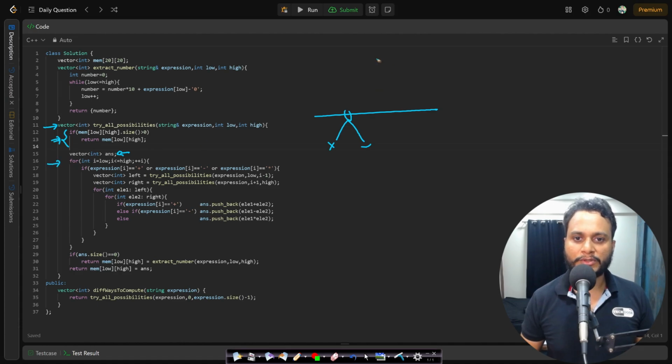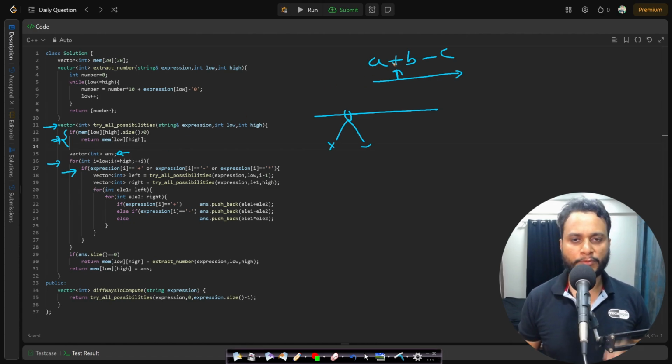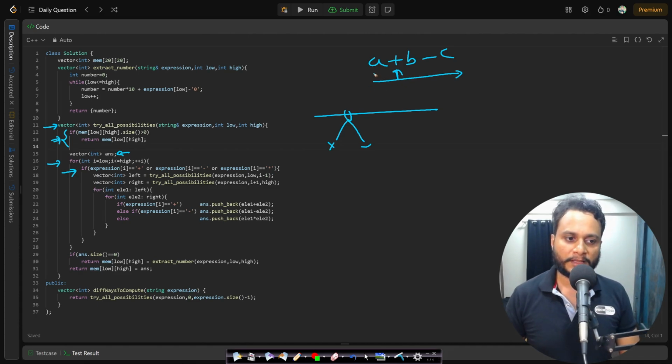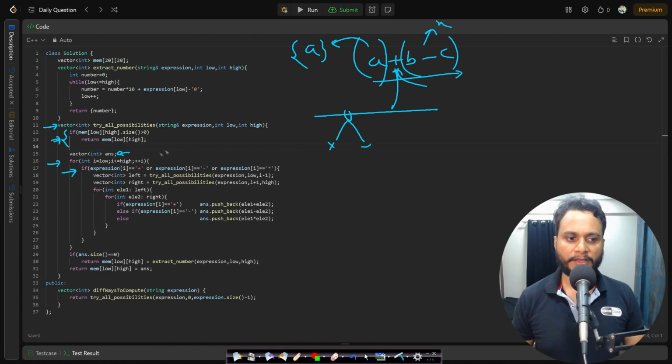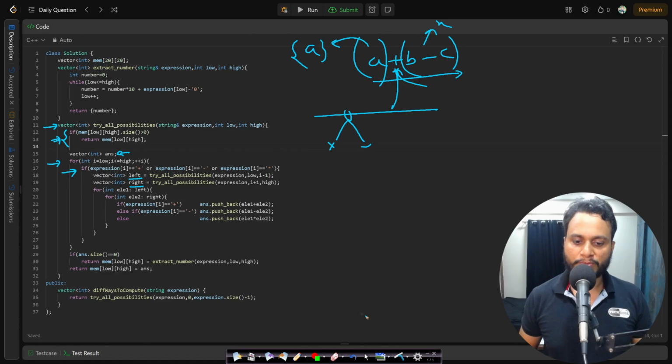Now this one is actually iterating over an expression. If this is the expression, we will be iterating over it using the i loop. And if I see an operator, then only I will have a choice. So line number 17 actually checks if it is an operator. There were only 3 operators, plus, minus, multiply. So I will check if this belongs to any of the operators. Then I will try to divide it into 2 parts, the left part and the right part, and I will calculate all possible results from each. On the left part you will get A, on the right part let's say you got X. All possible answers for the left part will be in the left array, and for the right part in the right array.